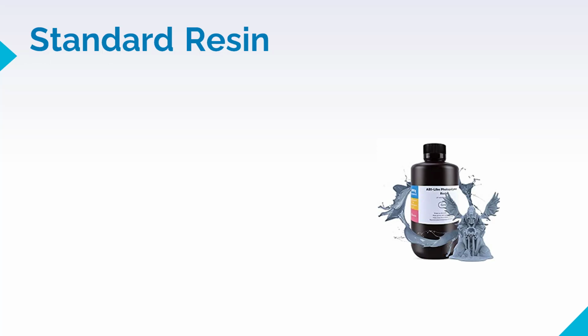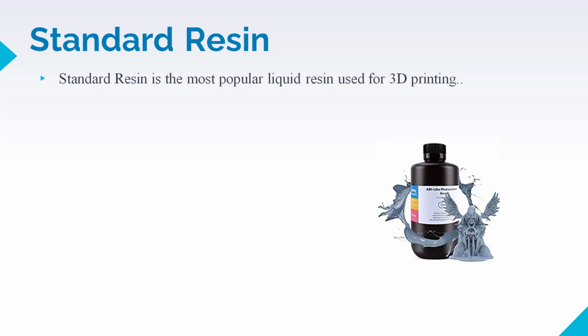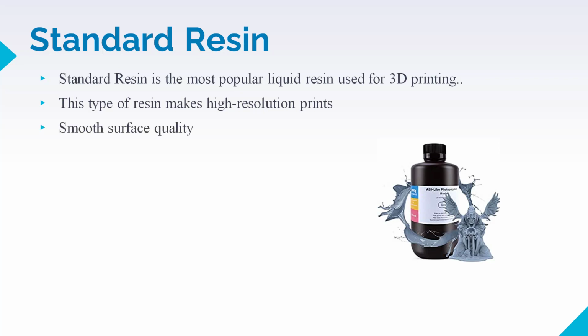So the first is standard resin. As is clear from the name, standard resin is the most popular liquid resin used for 3D printing. This type of resin makes high resolution 3D prints. It has a smooth surface quality and is very affordable. It is not costly, and in most of the 3D printers where we are making prototypes, we are using standard resin.